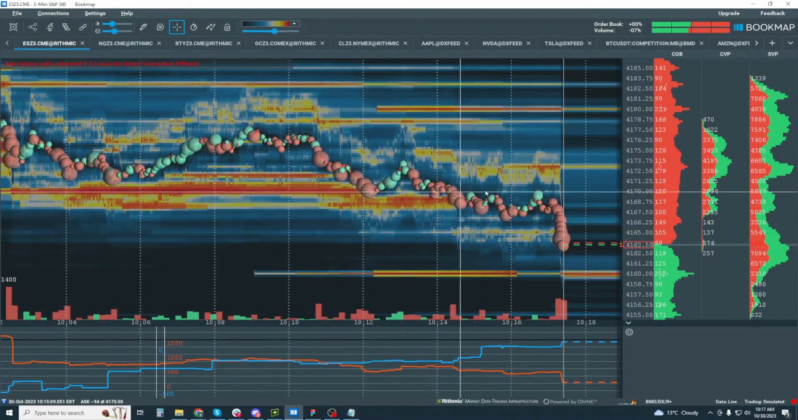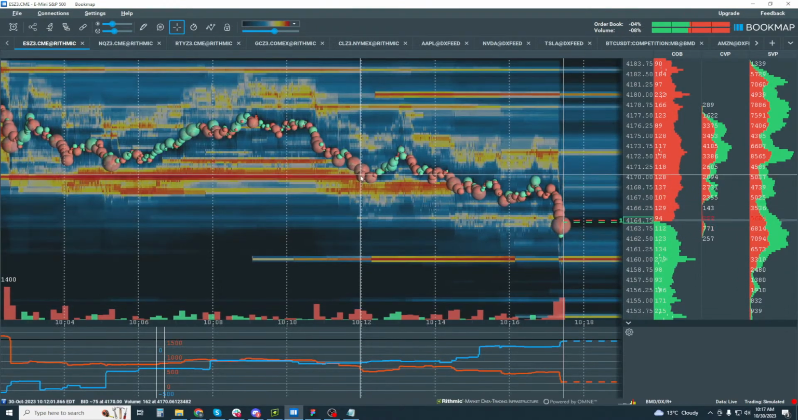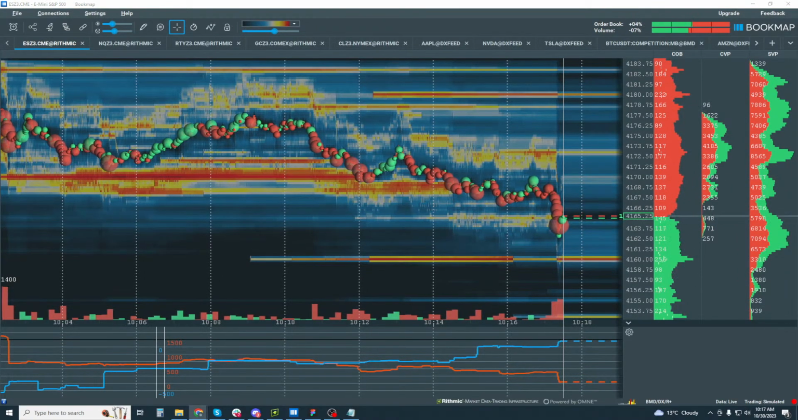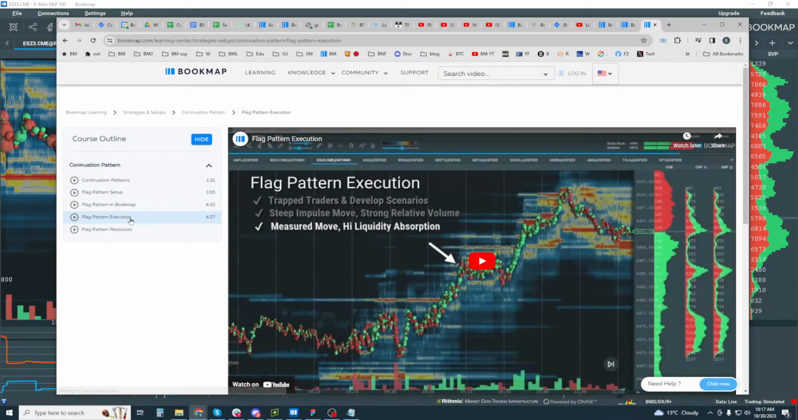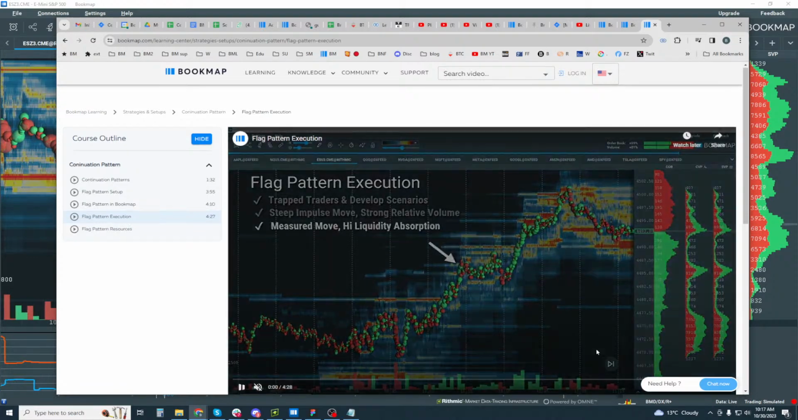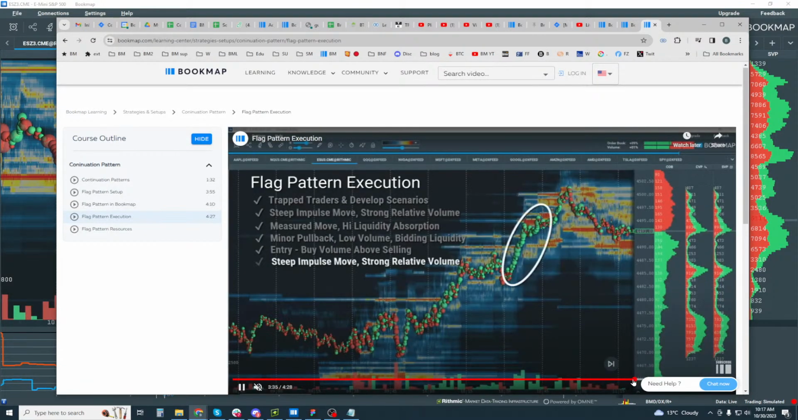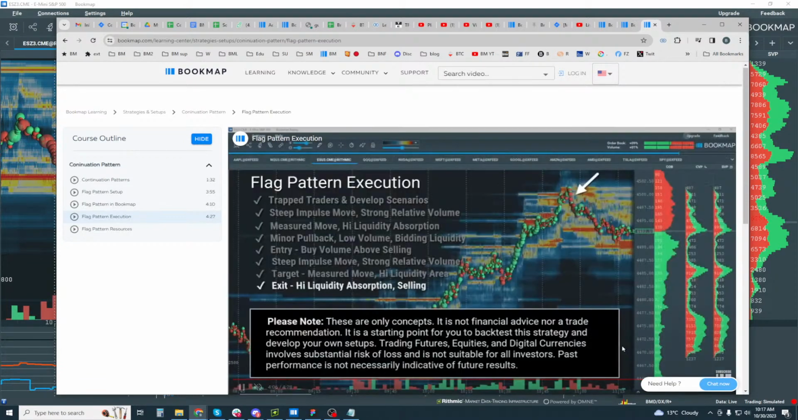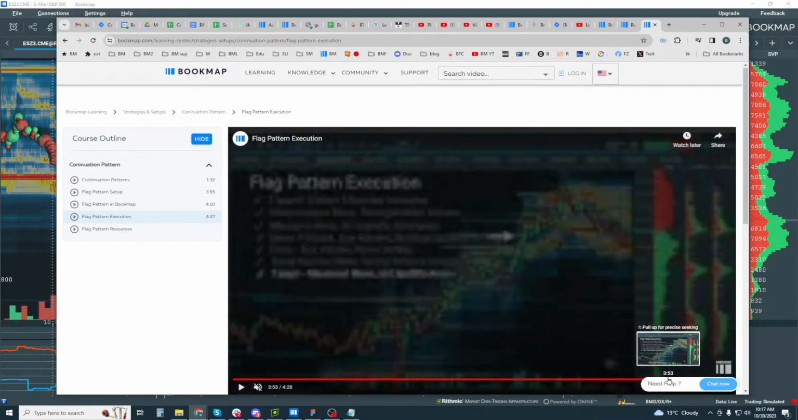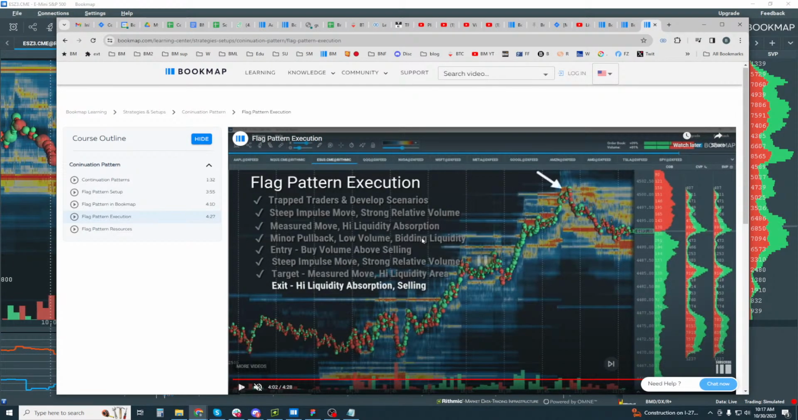The reason being, and we cover this in the video as well, in part 3, which I really encourage you to watch, on execution. Here's why. If you look at this, we go through the execution over here: exiting on high liquidity absorption and selling. So in here, the flag pattern actually finishes, basically right in here. However, there's still more buying pressure. So you can even see this turned into a second flag pattern here.